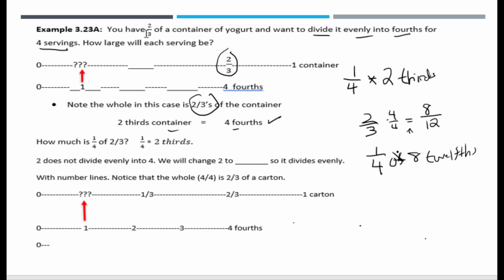Now it's a combination of division and multiplication. 8 divided by 4 is 2. 2 times 1 is 2. So I get 2/12. So 1/4 of 2/3 is, right here, 2/12.